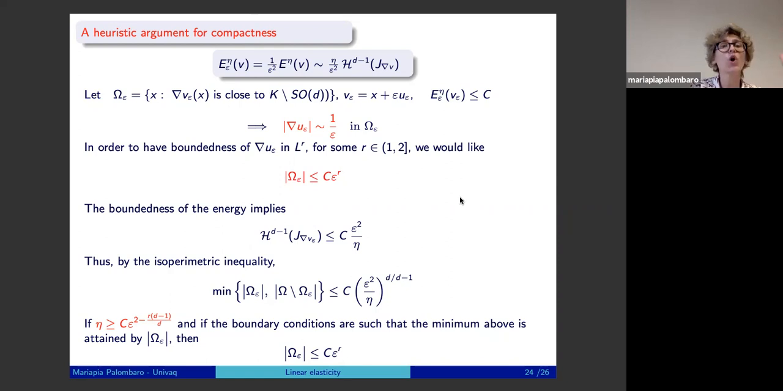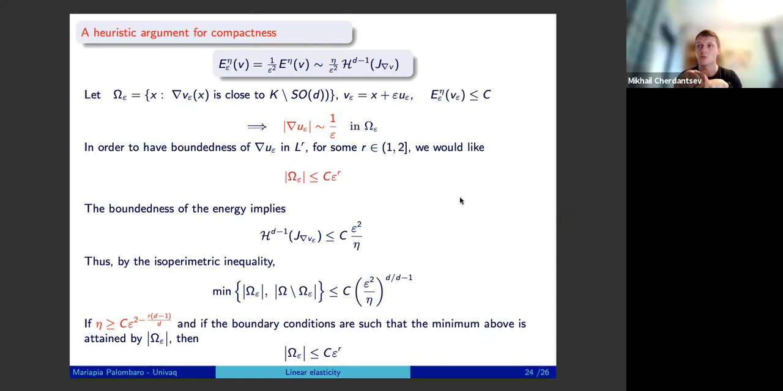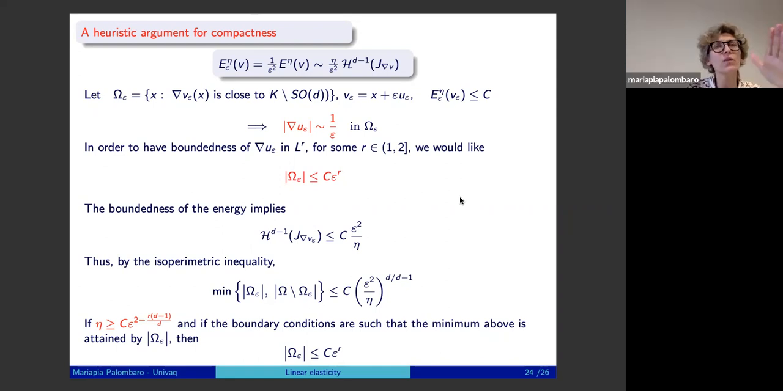Yeah, I understood this. My question was, the next step was to use the rigidity estimate, isn't it? No, the rigidity estimate cannot be applied directly.